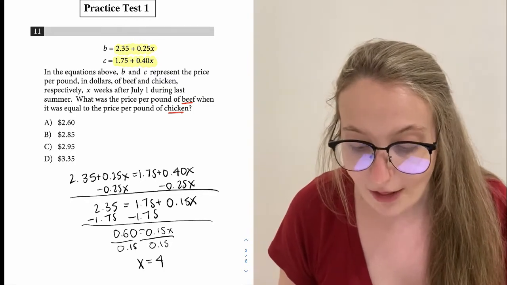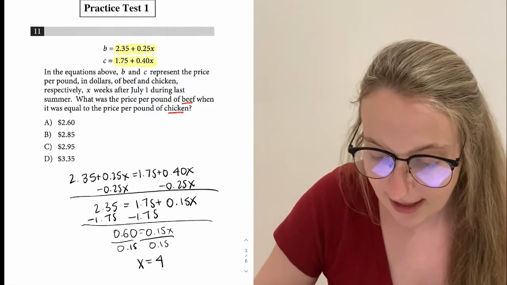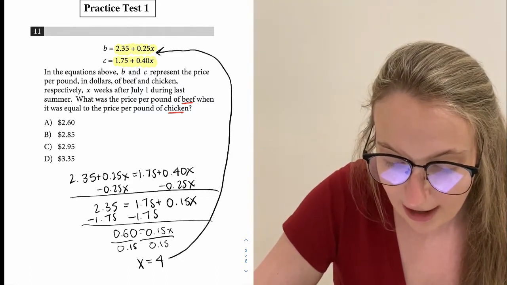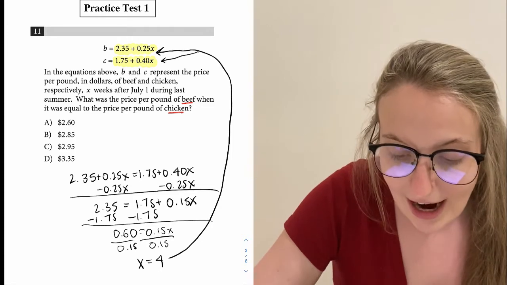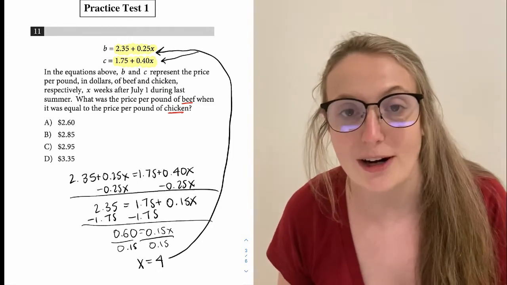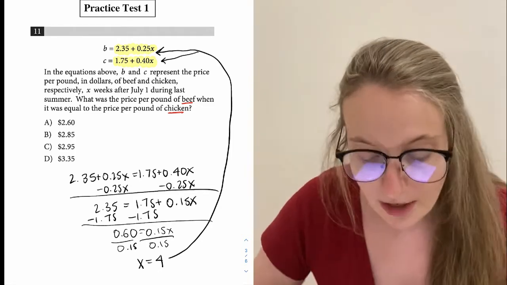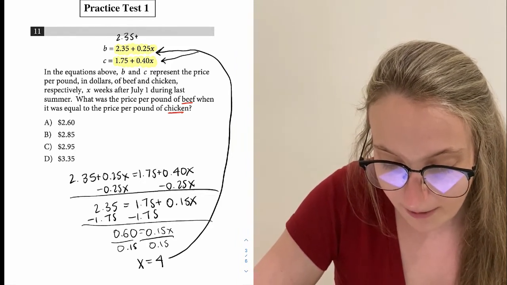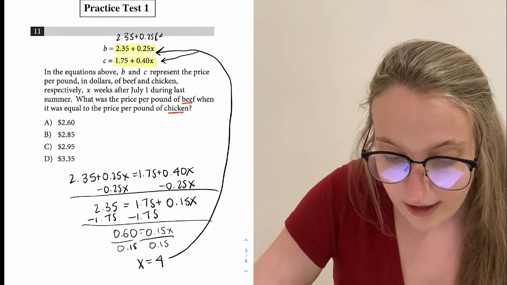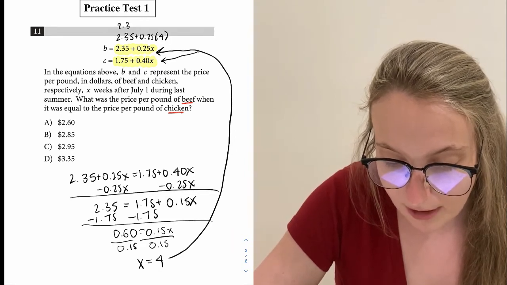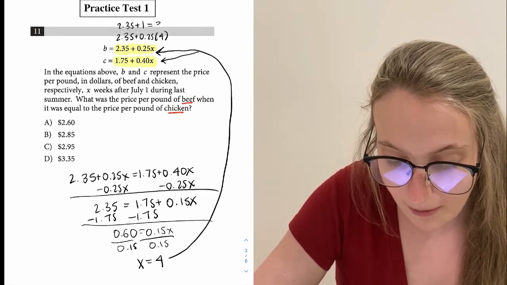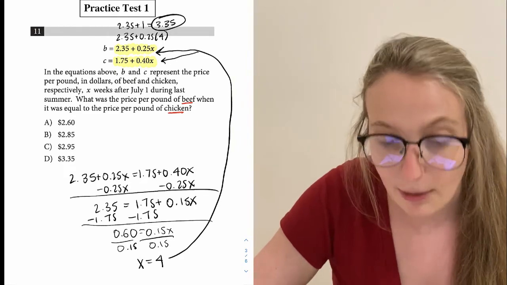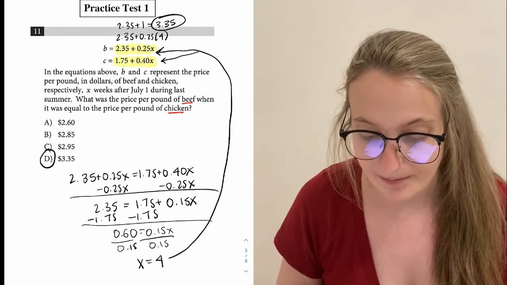So now that we figured out that x is equal to 4, we can go ahead and take that up here and plug that into either of these 2 equations. I think the top one's going to be easier because 0.25 times 4 is just $1. So let's go ahead and use that. So 2.35 plus 0.25 times 4 is going to be 2.35 plus 1. So that's going to be equal to 3.35, which makes our answer then choice D.